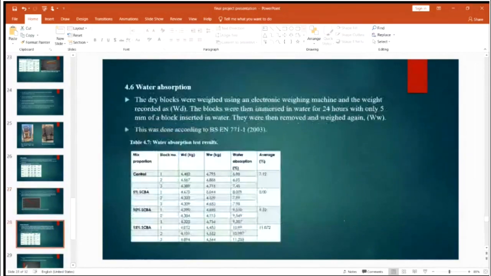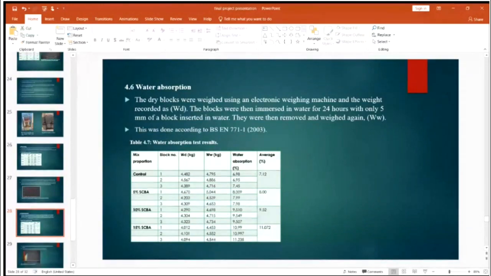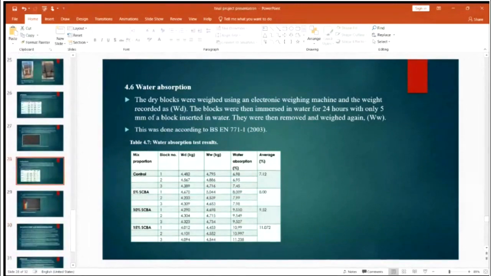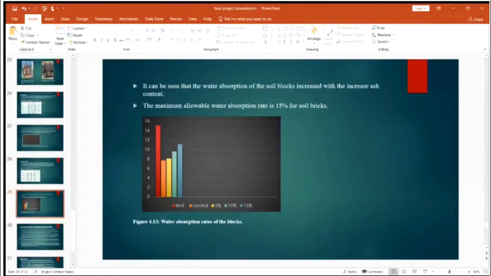For the water absorption test, the dry blocks are weighed, the weight recorded, and then the blocks immersed in water for 24 hours. And then we saw that the average water absorption also increased with sugarcane bagasse ash. And the maximum allowed water absorption is 15% for soil bricks.